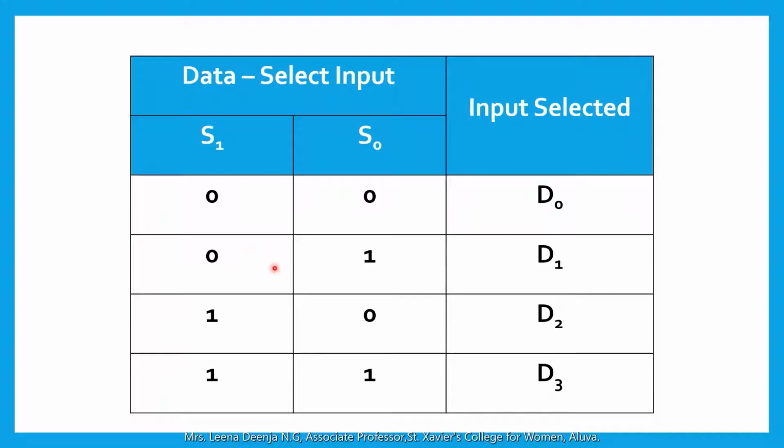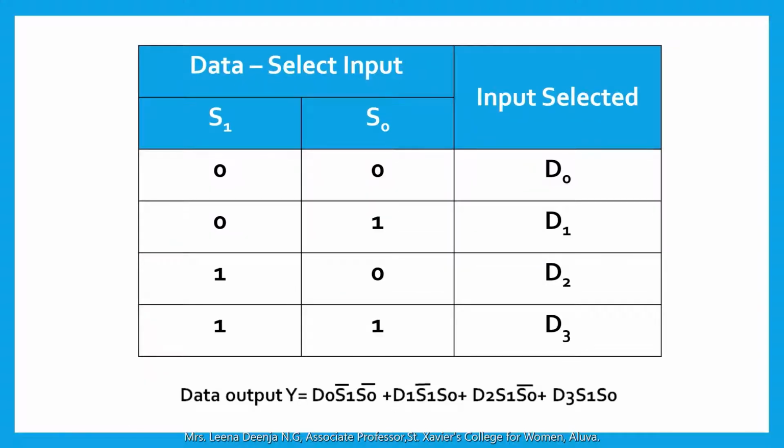If S1 is 0 and S0 is 1, then input data D1 is selected. If S1 is 1 and S0 is 0, D2 is selected. If S1 is 1 and S0 is 1, data input D3 is selected. The Boolean expression for data output Y of 4 to 1 multiplexer is Y equal to D0 S1 bar S0 bar or D1 S1 bar S0 or D2 S1 S0 bar or D3 S1 S0.